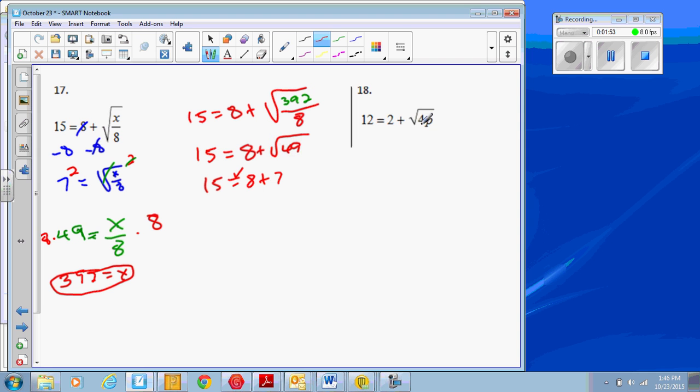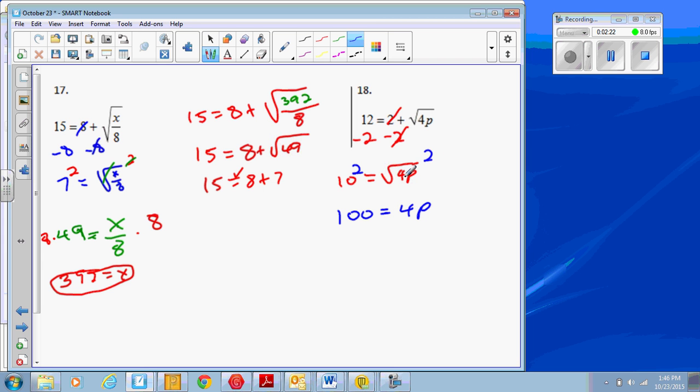The second problem is similar. I have to first get rid of this 2, so I'm going to subtract 2 from this side and also subtract 2 from this side. These are going to cancel. And I have 10 equals the square root of 4 times p. Again, I want to get rid of this square root symbol, so I square this side, and I have to also square this side. So 100 equals 4p. Because the square is basically eliminated here.